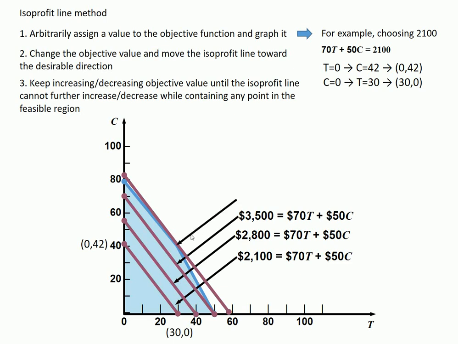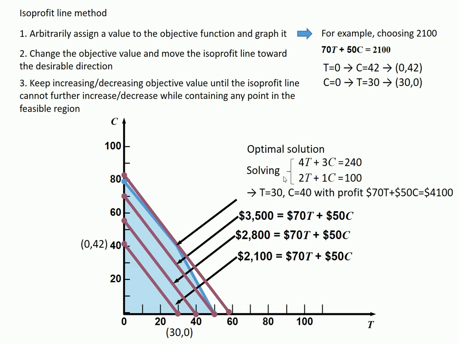Okay, so what is this point? This is our optimal solution then. It's the intersection of these 2 blue lines, so we can simply find this point by solving these 2 equations with 2 unknowns. It turns out to be this point, (30, 40). So this is our optimal solution.